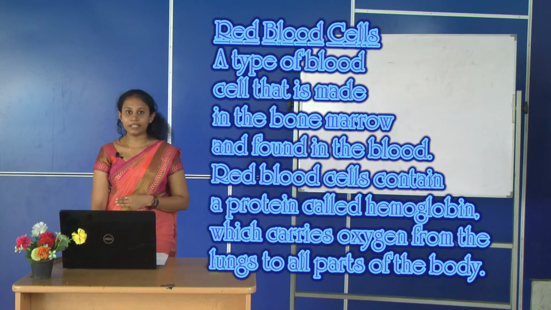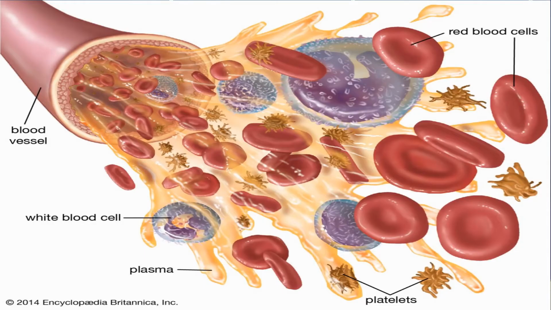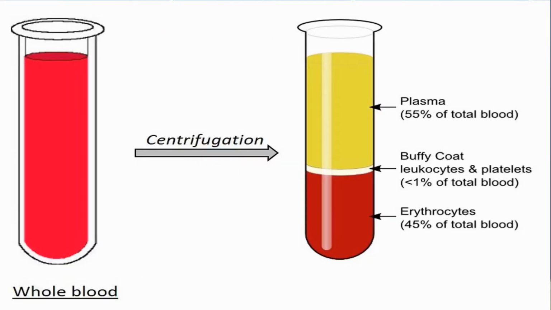Blood is a complex tissue and it has both a liquid part and a solid part. The liquid part of the blood, we call plasma. The plasma takes 55% of the blood. The solid particles of the blood are red blood cells, white blood cells and platelets.